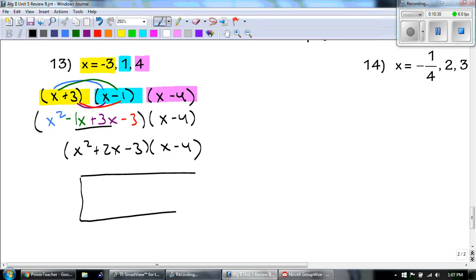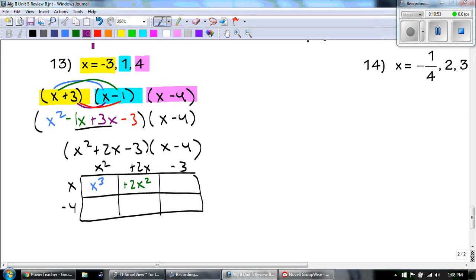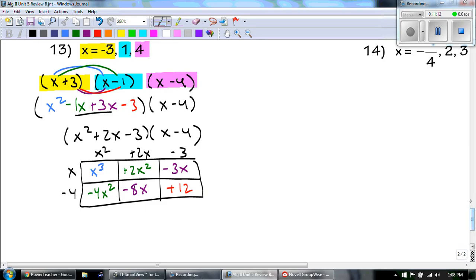And then right here, I like doing the box method just to stay organized. x squared plus 2x minus 3 and x minus 4. x times x squared, we get x cubed. x times 2x is 2x squared. x times -3 is -3x. -4 times x squared. -4 times 2x. And then -4 times -3. Woo, almost done.